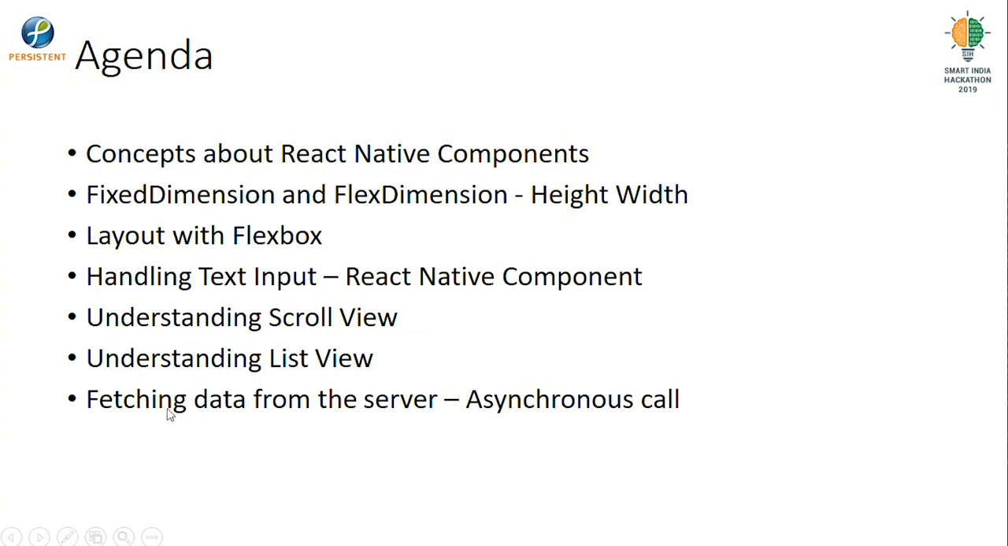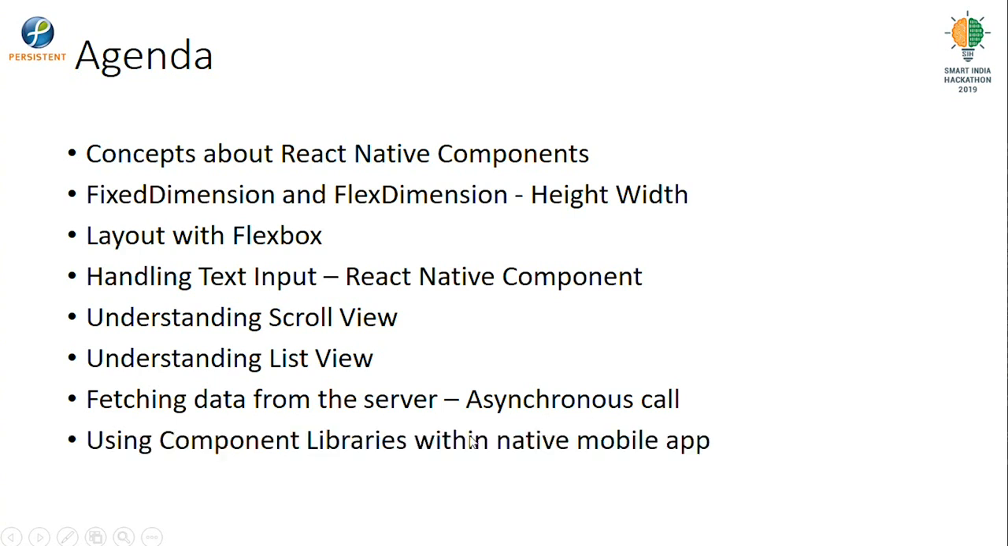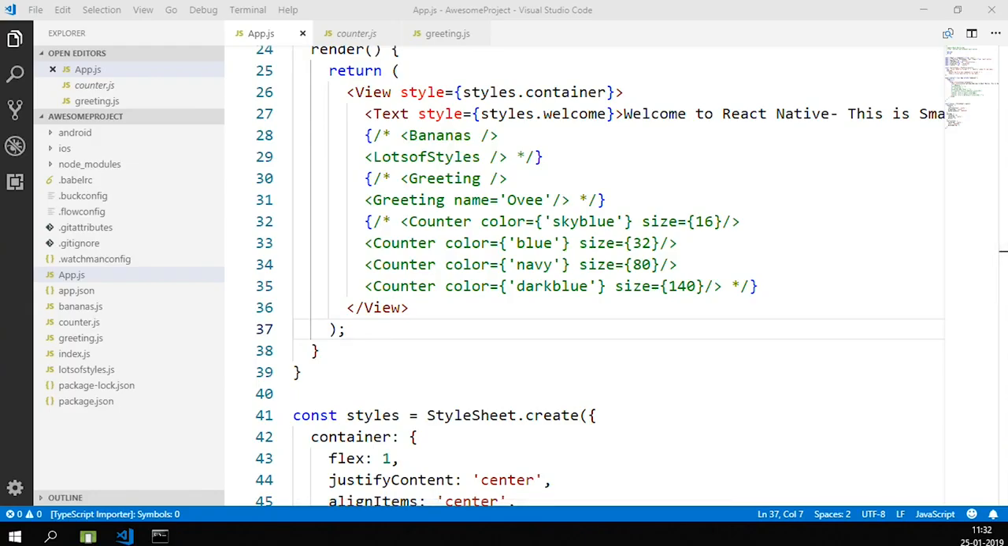So in that case, we need to understand fetching data from the server. That is going to be a kind of asynchronous call. So how React Native supports us to take care of this. And we are also going to see how we can use different component libraries within our native mobile app. So these are the things that we are going to see today. That is the agenda. So let's go for the first thing, that is dealing with the fixed dimension.